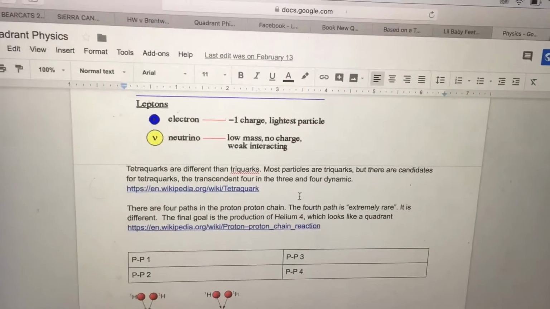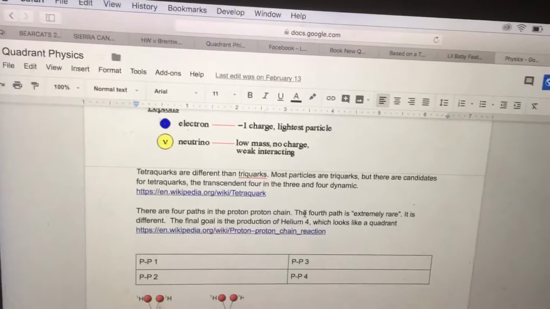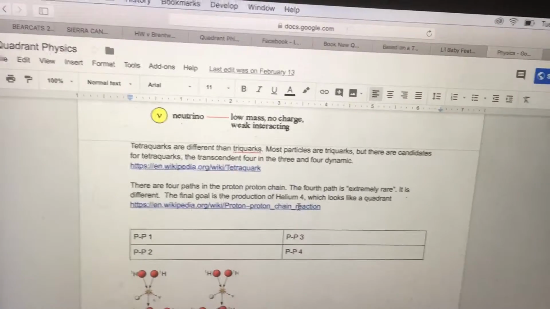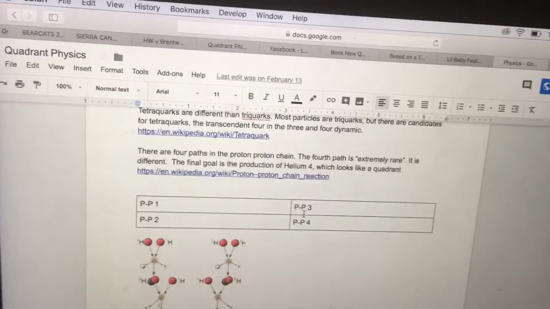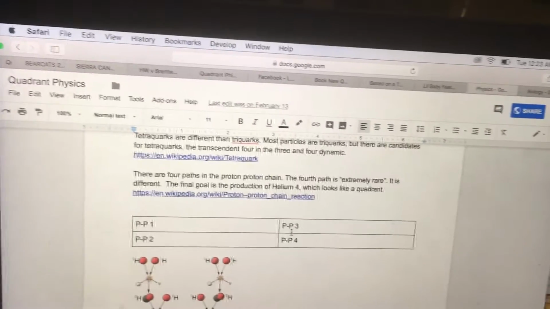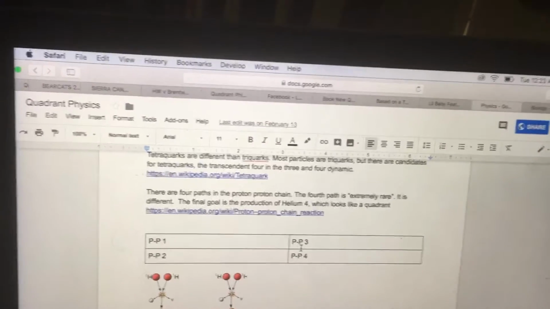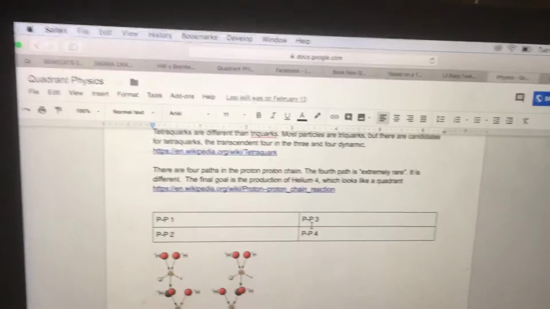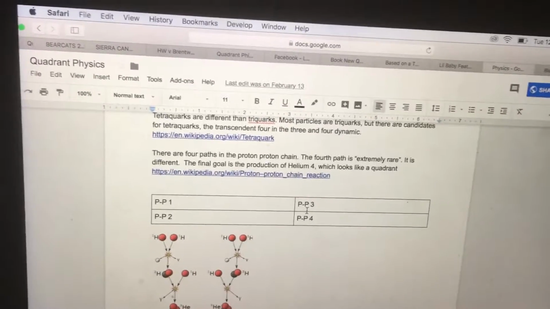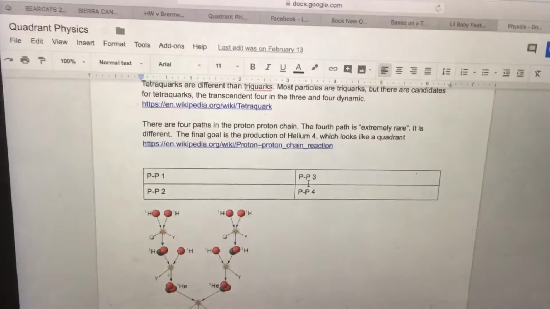I talk about tetraquarks. Triquarks are seen as normal, but there's this transcendent type of quark called the tetraquark, which is 4 quarks. That's a 3-4 dynamic, which is the basic conflict in the makeup of the quadrant pattern. It's that dilemma and interplay between the number 3 and number 4.